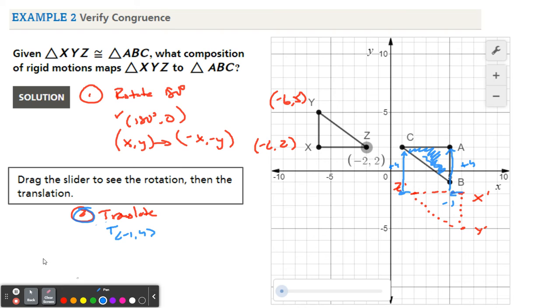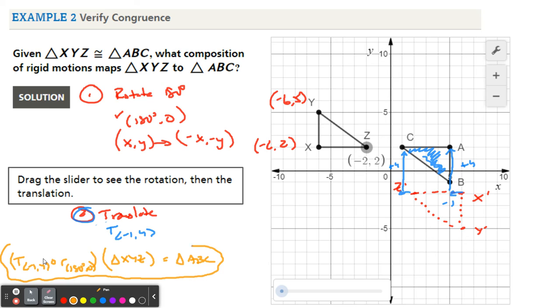Okay. So now we're going to combine those into one big long composition. The first thing we do is a rotation, so that goes second in the notation. So we're going to rotate 180 degrees about the origin, and then we're going to do a translation, left 1, up 4. And that's going to be on triangle XYZ to make it become triangle ABC. And there we go. And there's that composition.